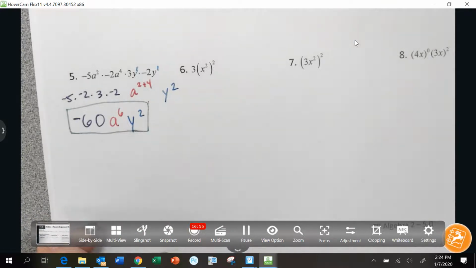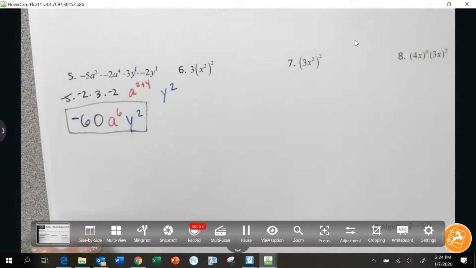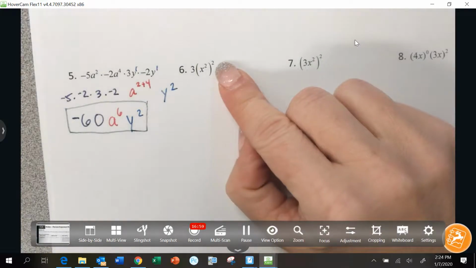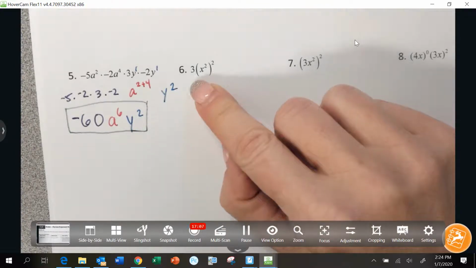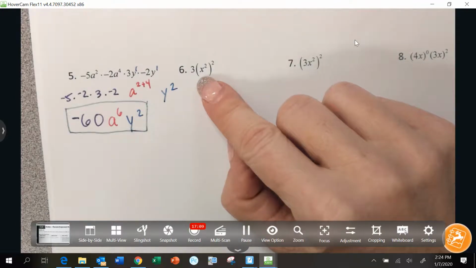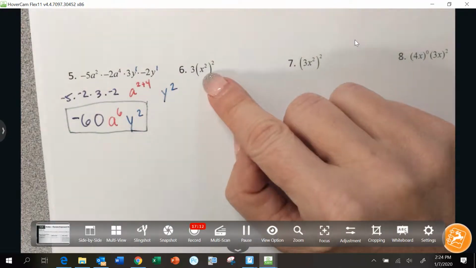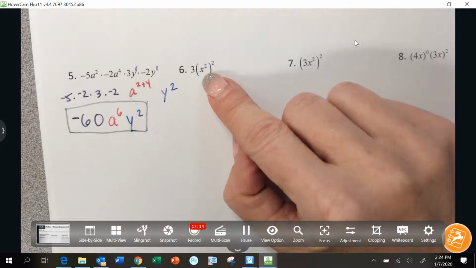Next is 6. What is this outside squared on? The x squared. You multiply them. Do I put the 3 in first? Or do I square the parentheses first? Square it. With PEMDAS, exponents come before multiplication.